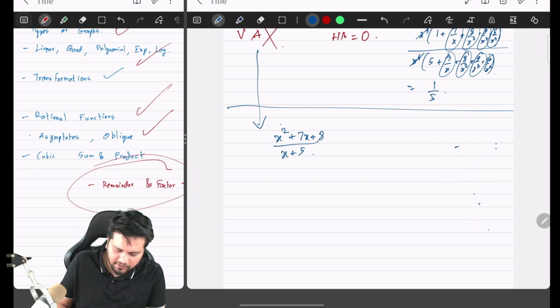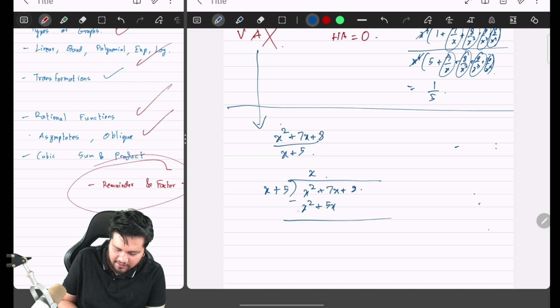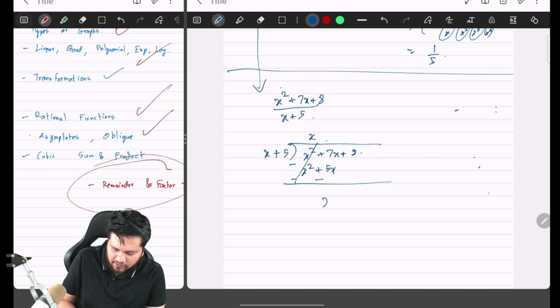So when it comes to x square plus 7x plus 8 upon x plus 5, here we will use a little bit of long division. I'll multiply by x to get x square plus 5x. Then I'll subtract. This will be minus, this will be minus. I'll cut this. It's going to be 2x plus 8. Then x plus 2.